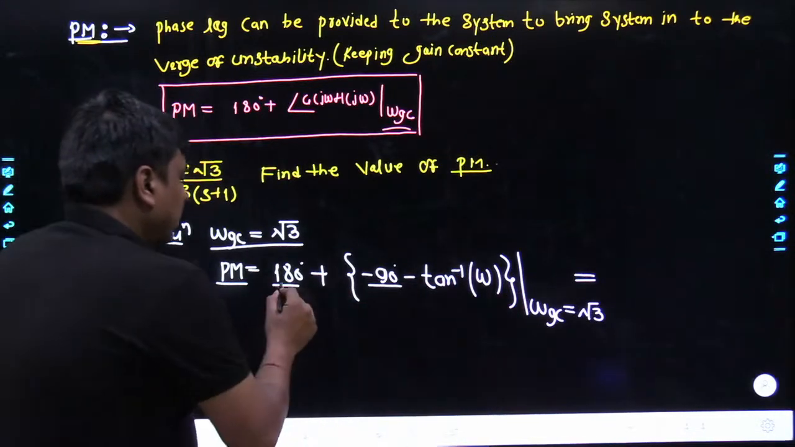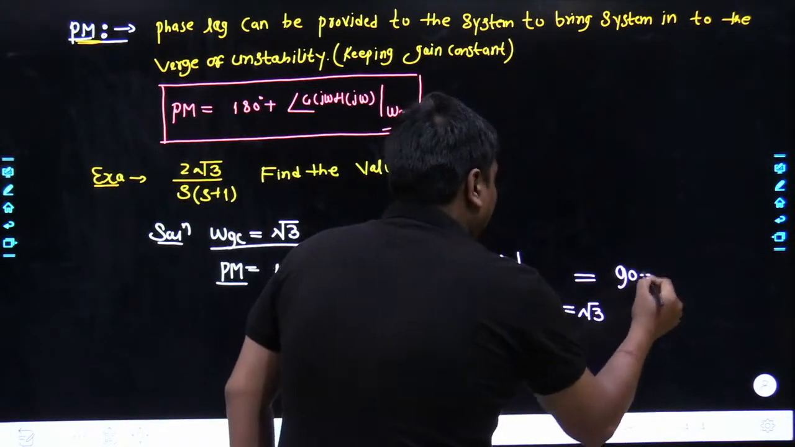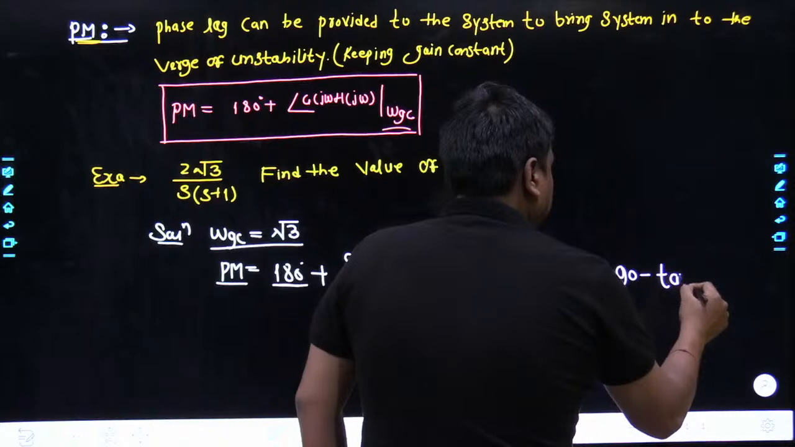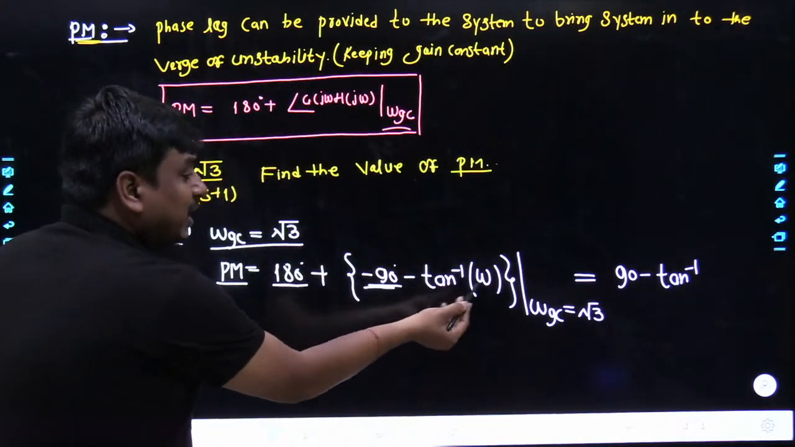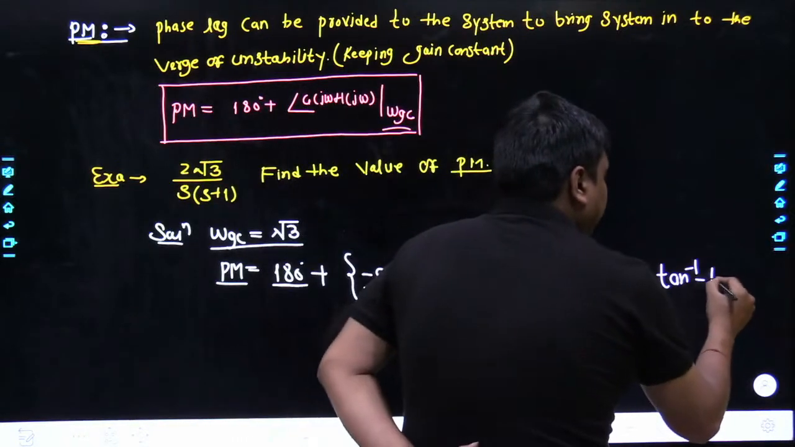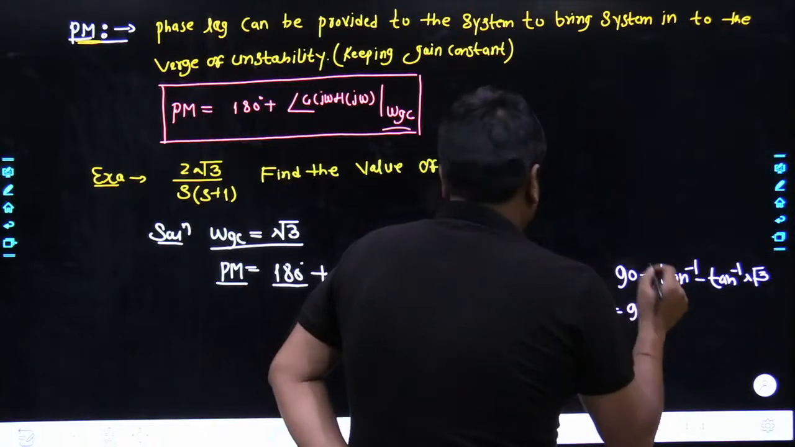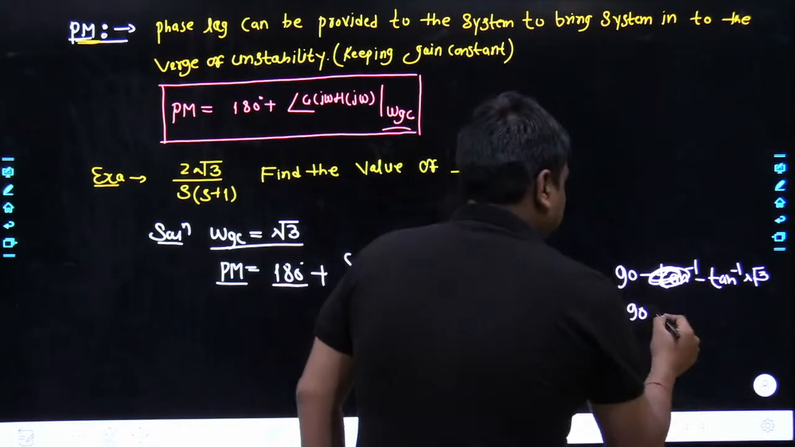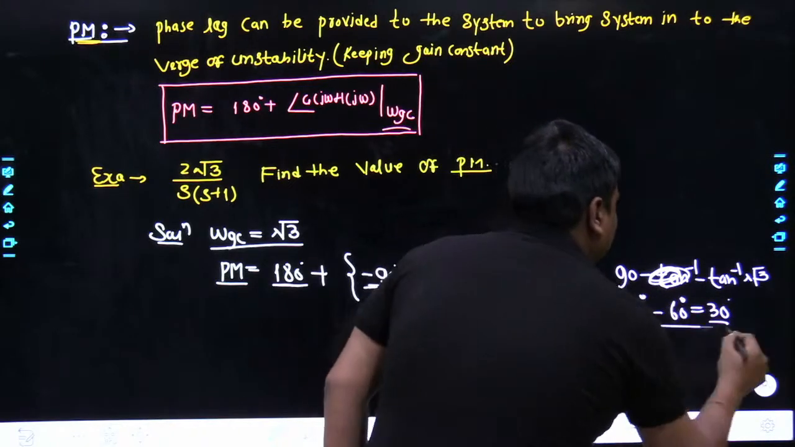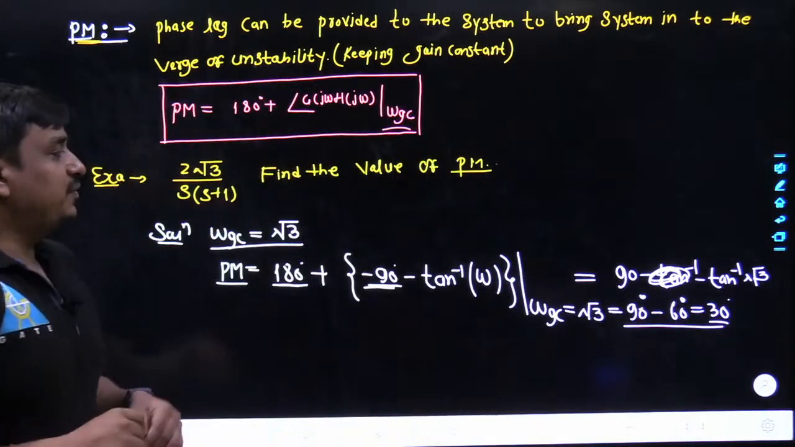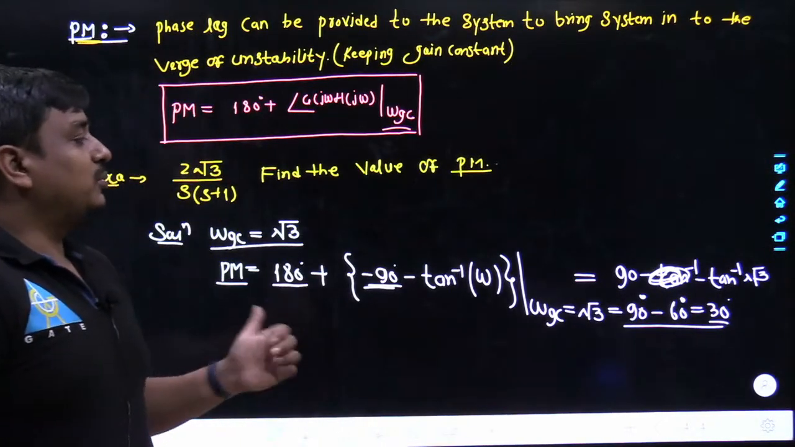So you can see very well, 180 minus 90 would become simply 90, minus tan inverse of the gain at omega equals root 3. So here it is going to be minus tan inverse of root 3. So here comes 90, just a minute, minus tan inverse root 3 is nothing but 60. So here I got the phase margin as 30 degrees. Agreed with what I am saying? Obviously the answer we are getting for this problem is 30 degrees.